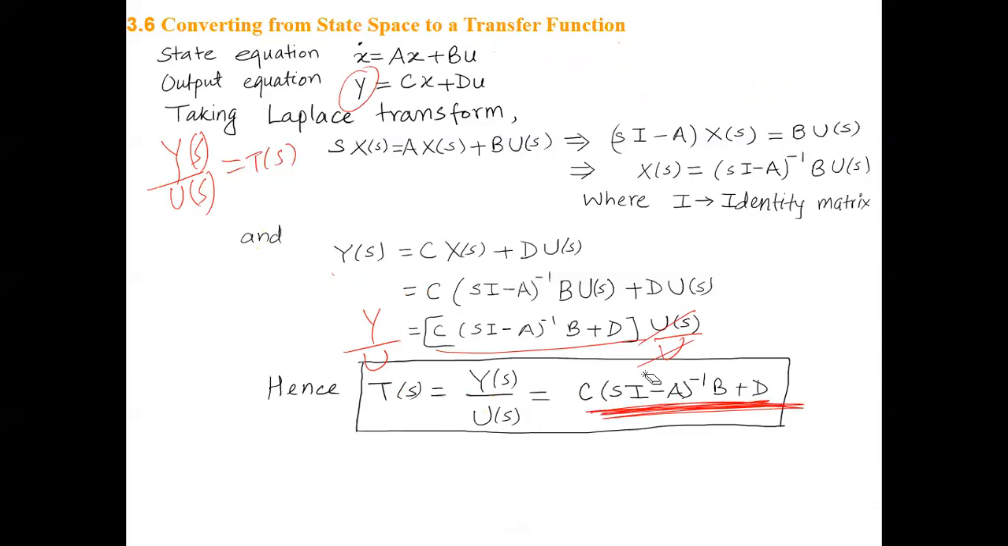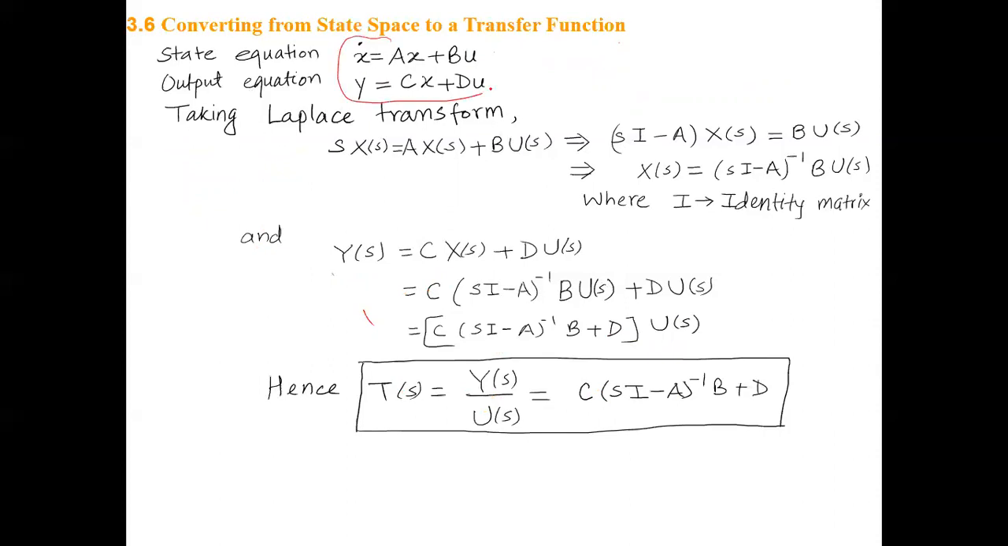So if you want to find the transfer function, you are given this, meaning you are given A, you are given B, you are given C, you are given D, right? See? So you have A, B, C, D. Once you have A, B, C, D, then you can figure out the transfer function by using this formula. So let's use this formula and do the transfer function.